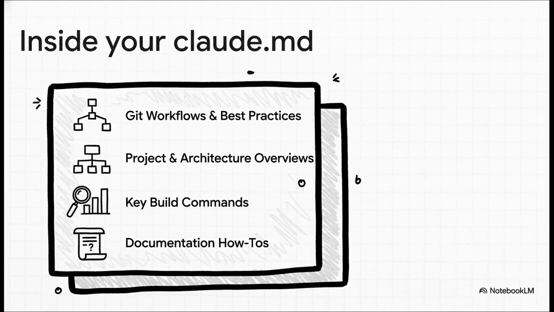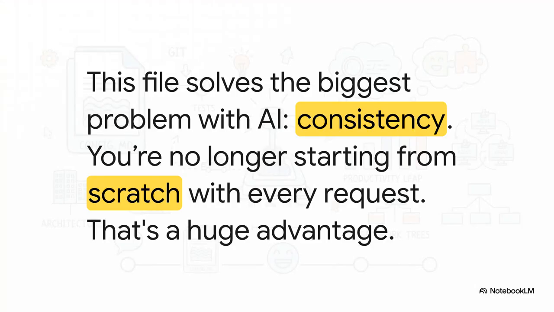Now, there is one catch: you do have to keep it updated. But believe me, that tiny bit of effort pays off in a huge way. Seriously, just using this one file puts you ahead of 99% of beginners. And here's why that's so important. This little file solves the single biggest problem with AI assistance, which is consistency. You're not starting from scratch with every single request anymore. You're building on this solid foundation of knowledge every time. It is a total game changer.